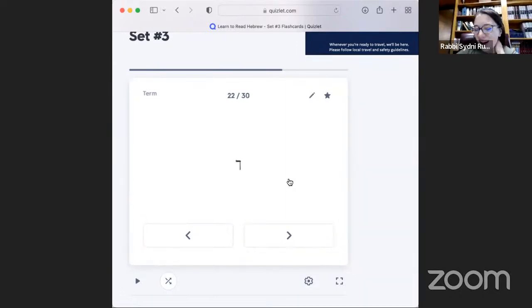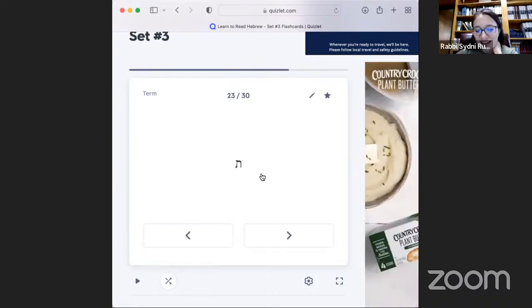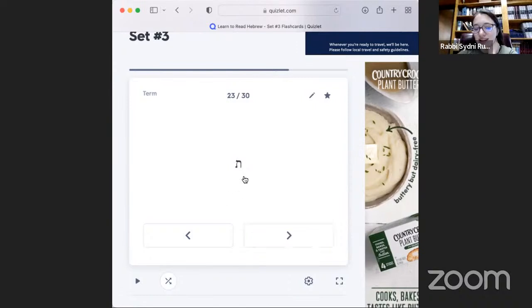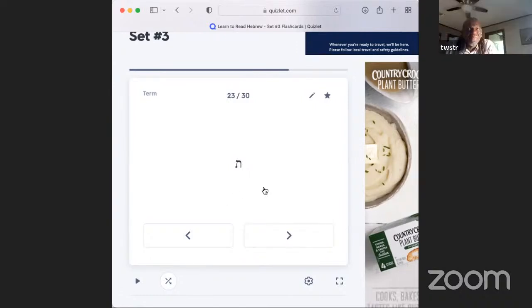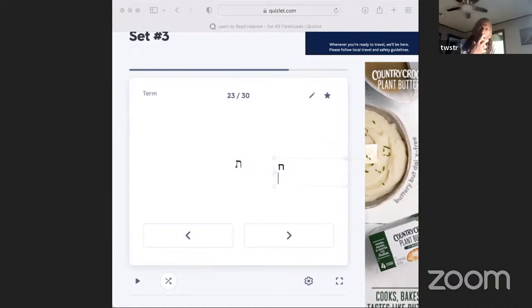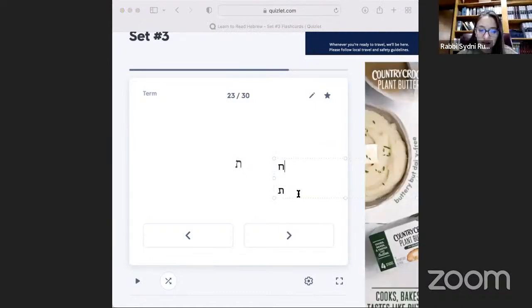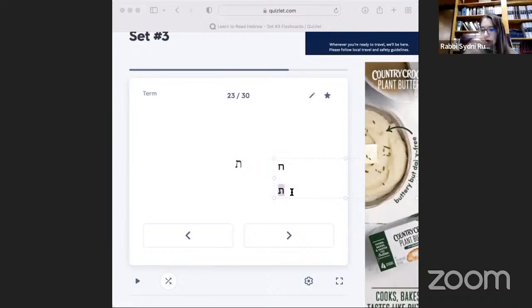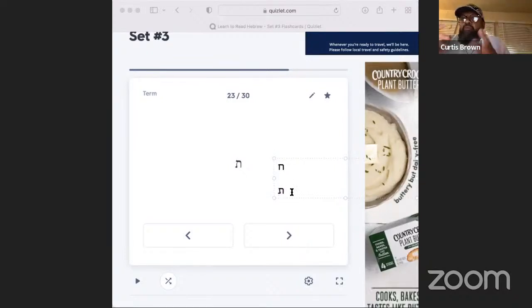All right, here, let's see. Now this one for Curtis. I think we're gonna have to do that class after all. Isn't that a chet? That is not a chet, because this one has a tail or a toe. Right, it's a tav. Exactly. The difference between a chet and a tav is the tav has a toe. Is there any way you can make it a little bigger?